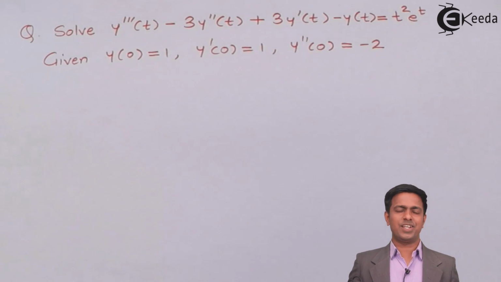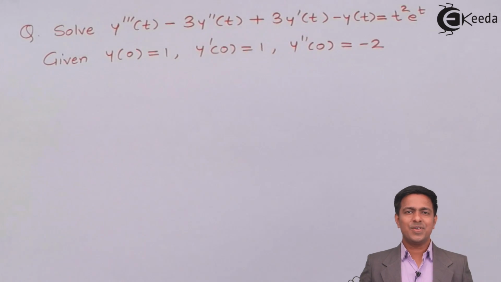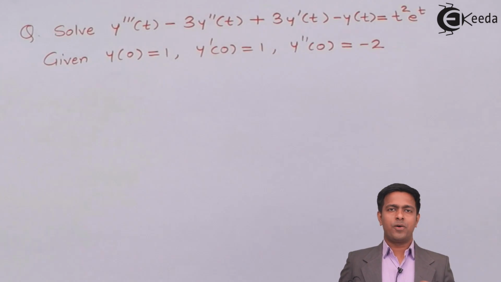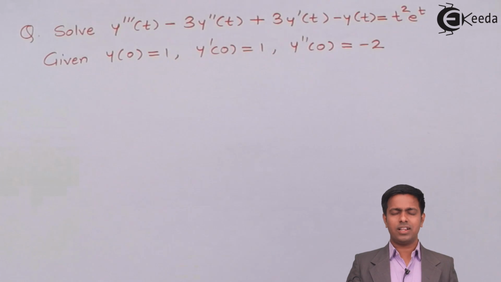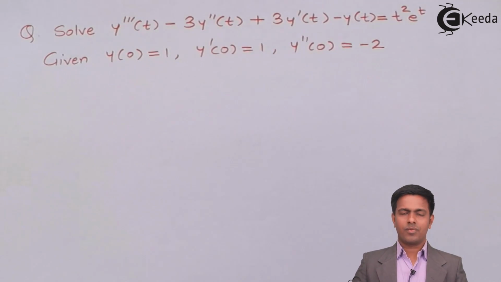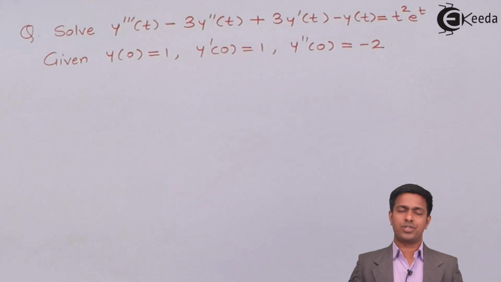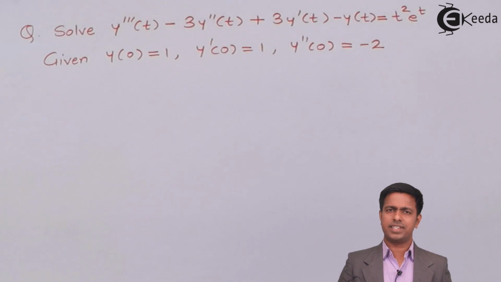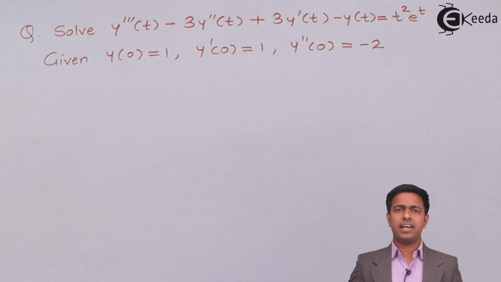So guys, this is a differential equation. y triple dash of t is nothing but the third order derivative of y of t, so the order of this equation is 3. We are going to solve this differential equation and find the value of y in terms of t by using the Laplace transform. So let's start. Here I've shown you a few steps in the previous problem, so I'm going to follow the same steps. Step number 1 says that we have to take the Laplace transform on both sides of the given differential equation.